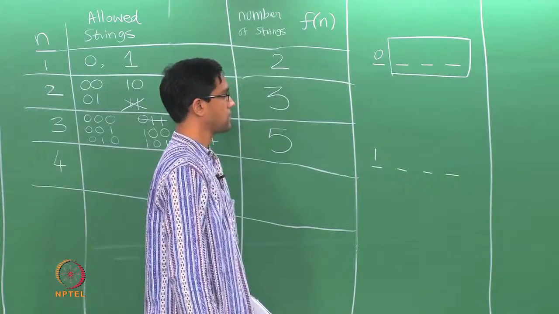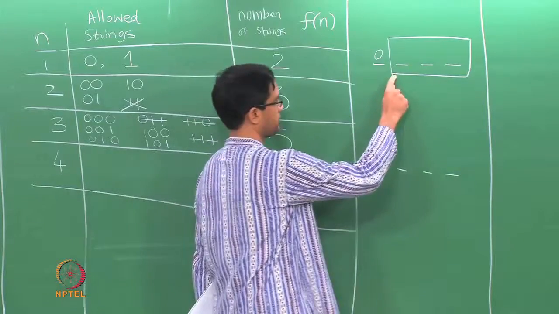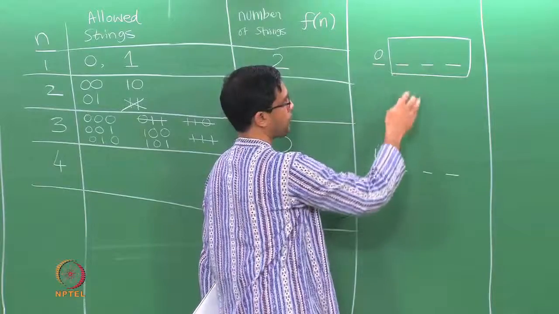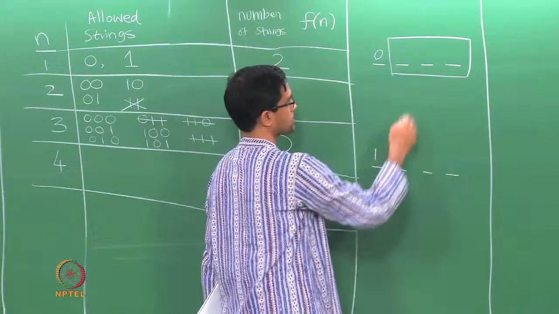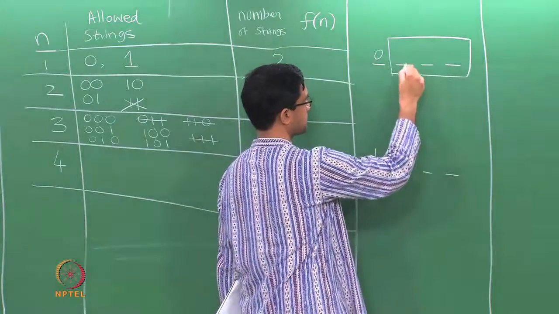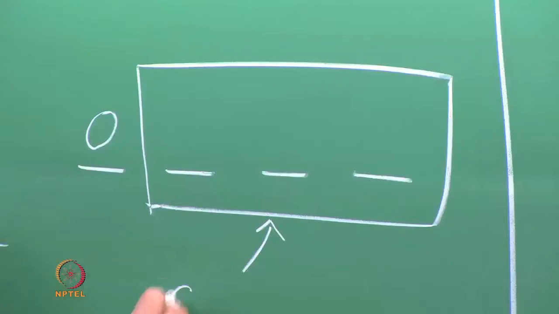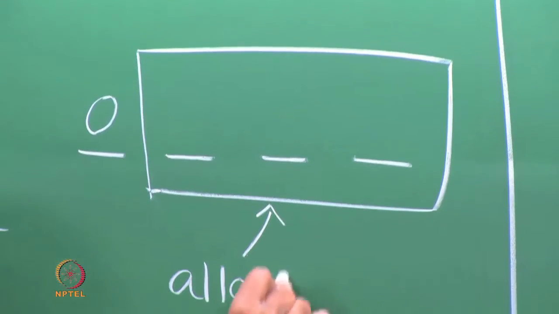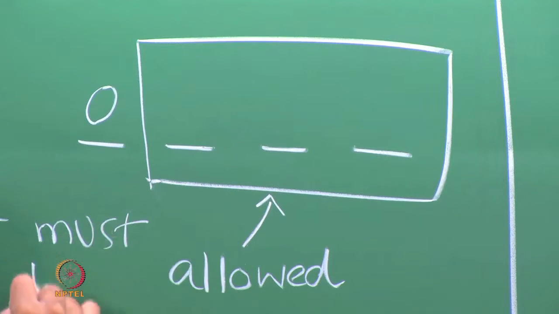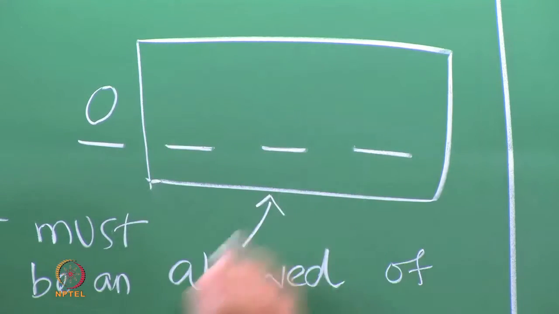Now suppose the string starts with a 0, what does it tell you about the remaining 3 places? What do you do with the remaining 3 slots? Well, observe that the condition says you cannot have two successive ones, but the first entry being a 0 says that the next entry can be pretty much anything you want. It could be a 0 or a 1, for instance, and then you have another entry and another entry. So observe that these 3 entries have the following property: this must be an allowed string of one smaller length, of length 3.